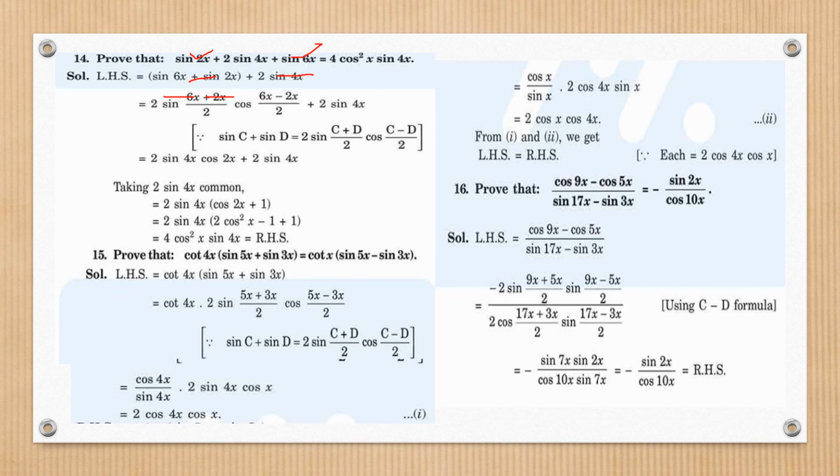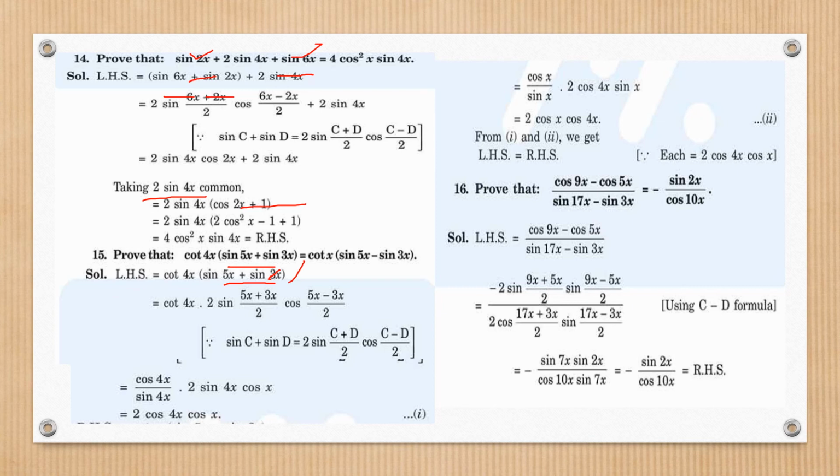Okay, so use the formula of sin plus sin. What is sin plus sin? It is 2 sin((a plus b)/2) cos((a minus b)/2). So it becomes 2 sin 4x cos 2x, and this is plus 2 sin 4x, since (6x plus 2x)/2 is 4x. Take 2 sin 4x common, so we get cos 2x plus 1. The formula for cos 2x is 2 cos square x minus 1, right? The 1s will get cancelled and we get the answer as 4 cos square x into sin 4x.